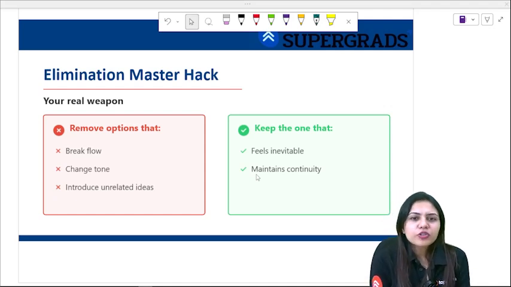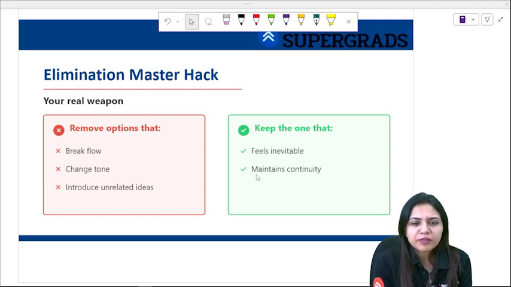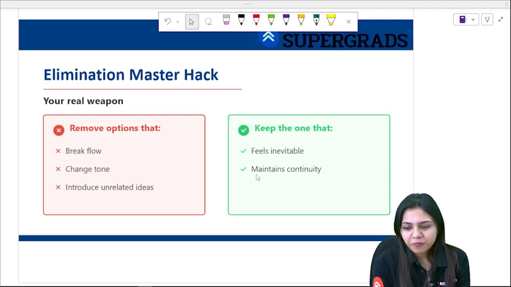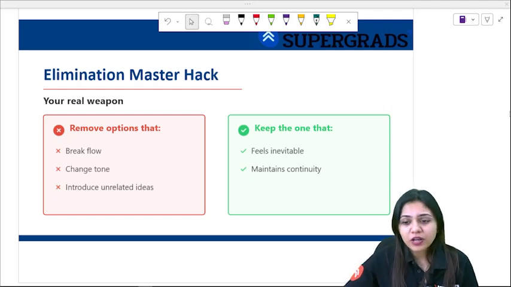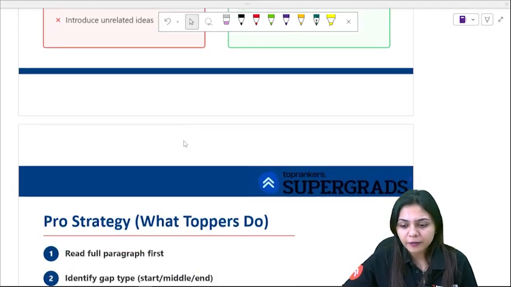Now, what are you going to keep in this case? You're going to keep the option which feels inevitable. That means you cannot do without it. You are going to keep the option that maintains the logical flow and continuity. All these factors taken into account are going to help us solve these questions smoothly.